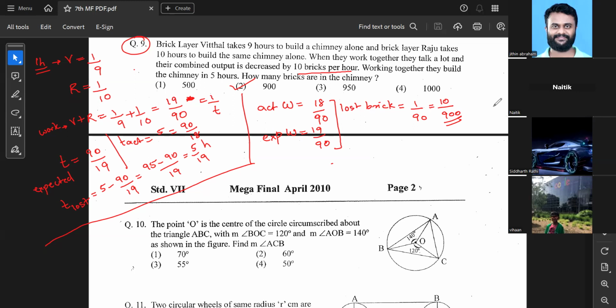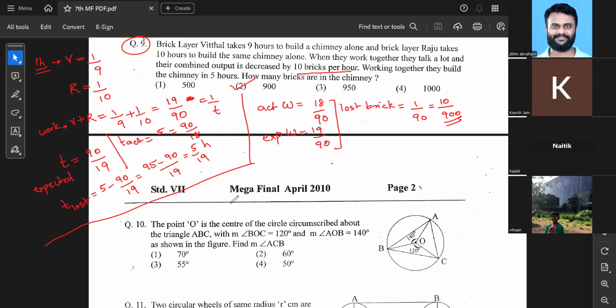Hence the total number of bricks used is 900. The expected work was 19 by 90 and they lost 1 upon 90 bricks. So after that, how can we get 900? Like what did we do?